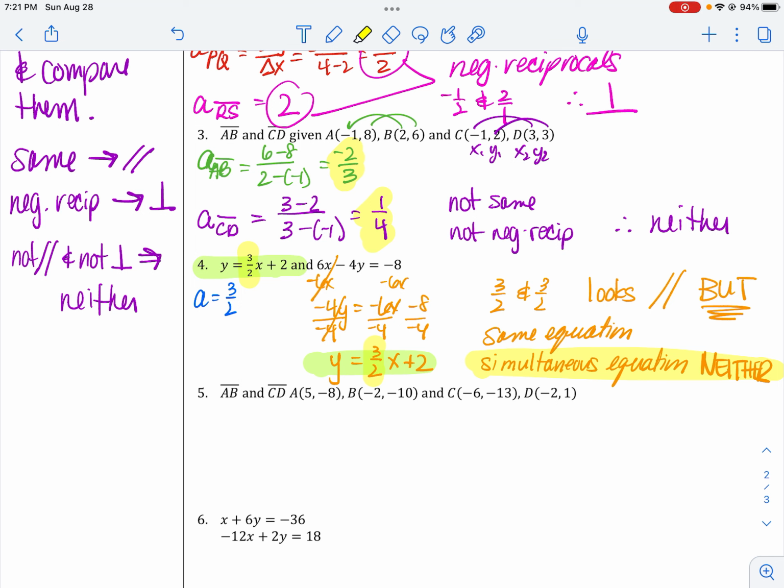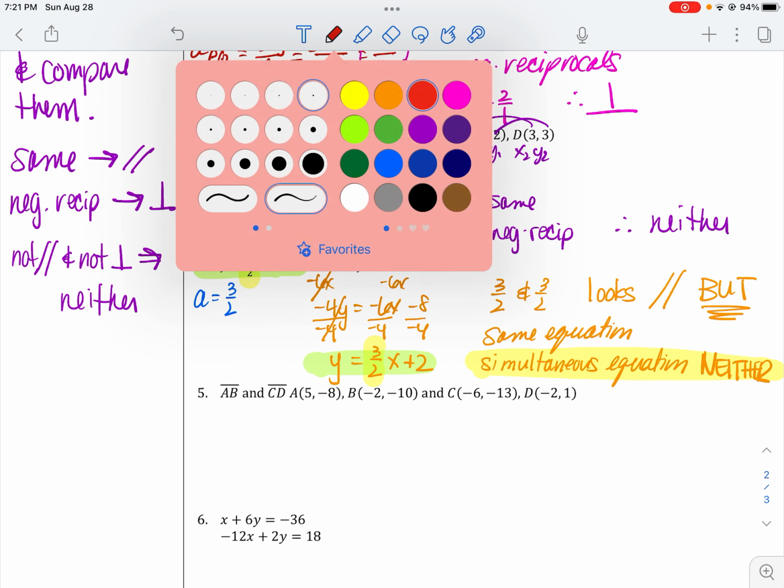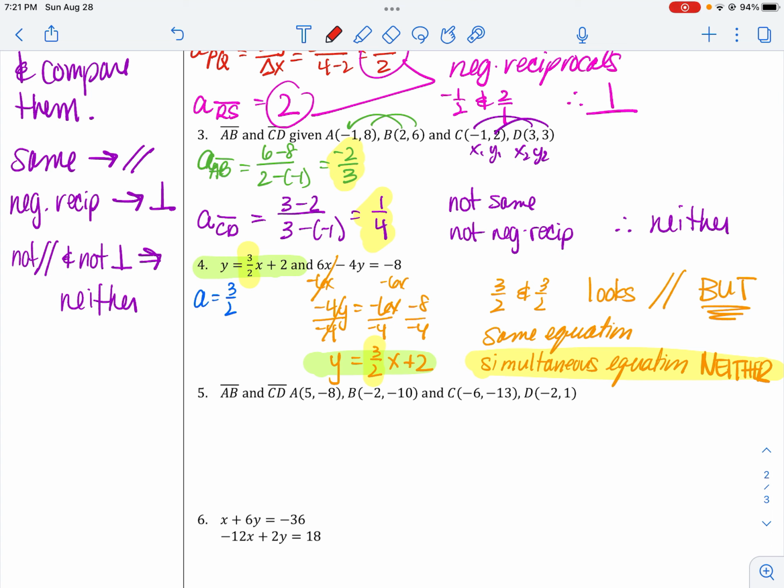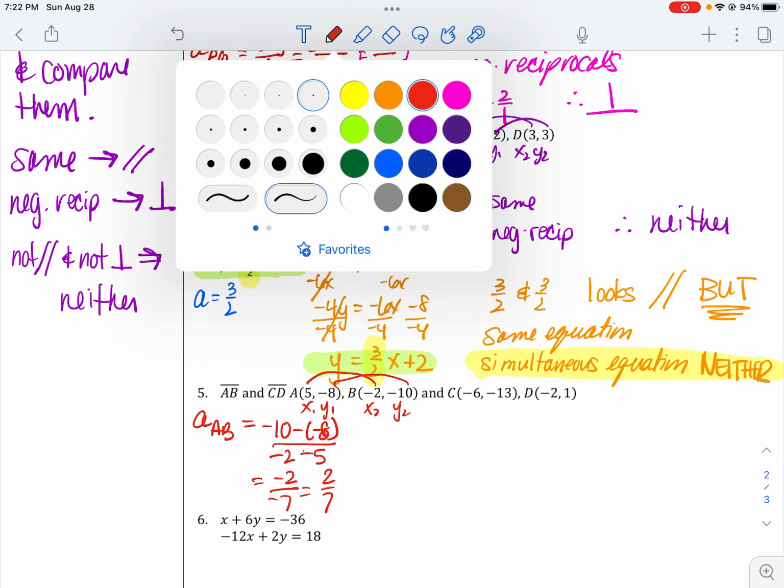Now let's look at number 5. Number 5 again gives me two sets of coordinates. So I have the slope of AB, x1, y1, x2, y2. That's -10 minus a -8 over x2, y2. That's -2 minus 5. So that gives me -2 over -7, which is 2 over 7. So there's my first slope.